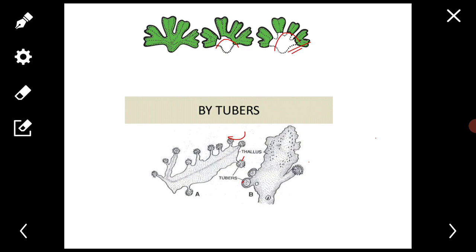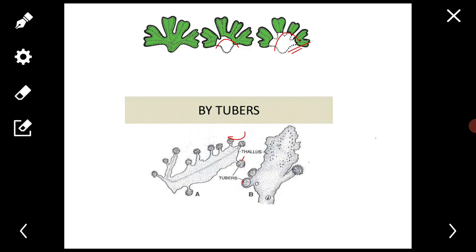A few species of Anthoceros like Anthoceros himalayensis, Anthoceros pearsoni, Anthoceros tuberosus develop perennating tubers at the end of the growing season.